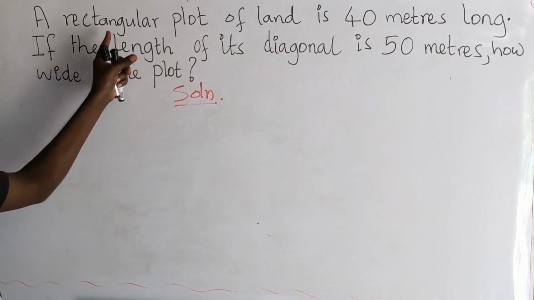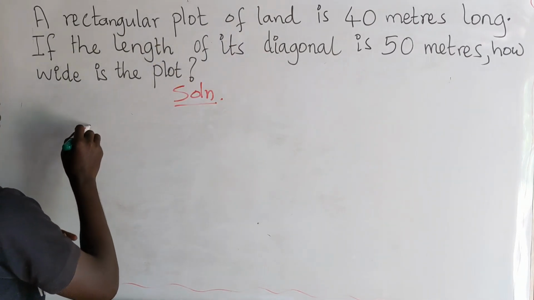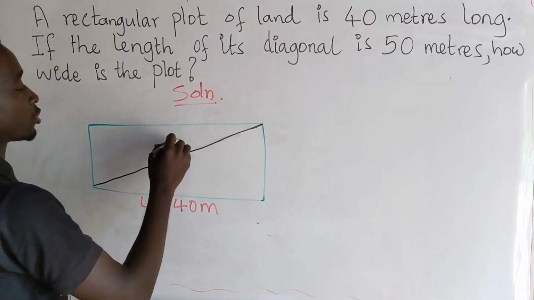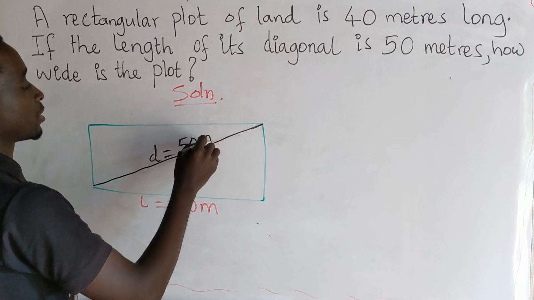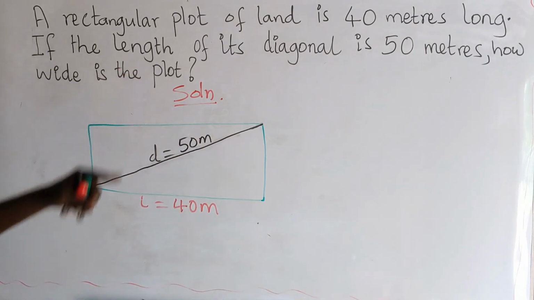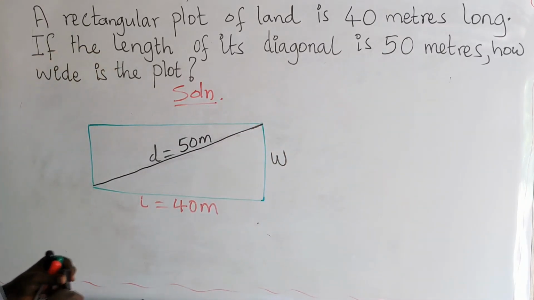Here we are told that it is a rectangular plot of length. Now let's take this plot as this one, and the diagonal length D is equal to 50 meters. Now we are asked to find how wide is the plot. Wide means width, this part, W, width.